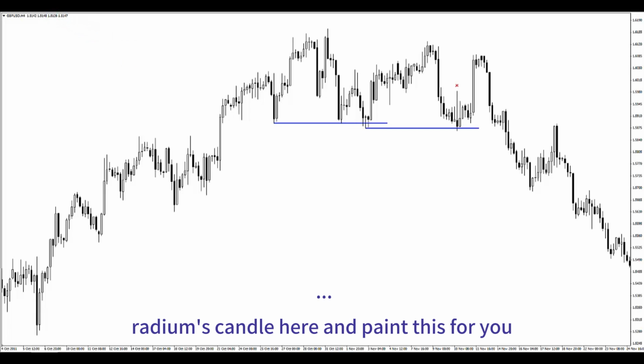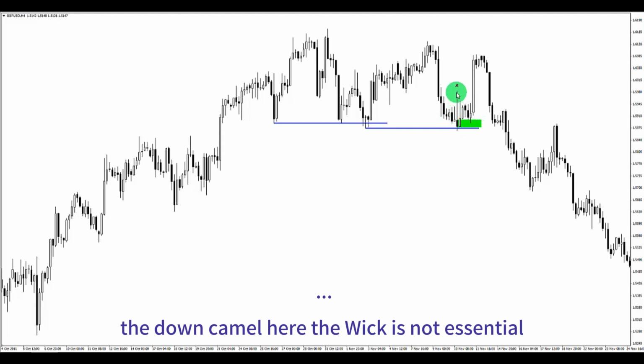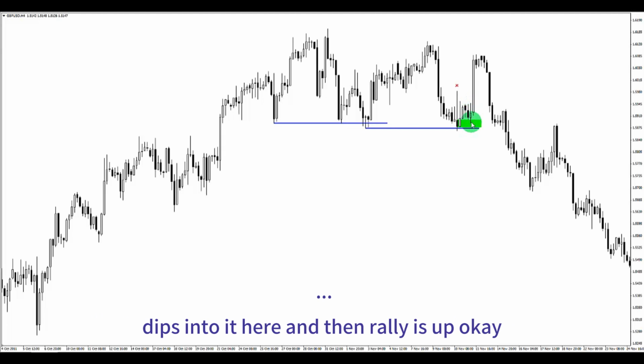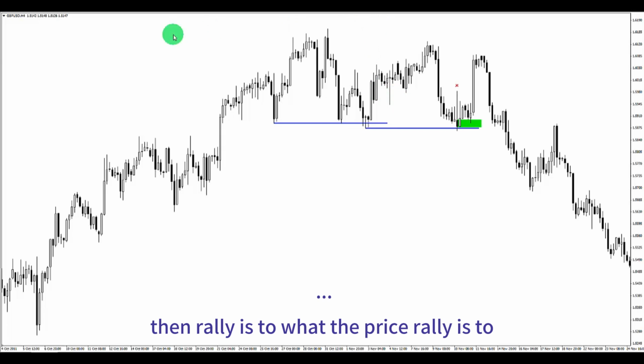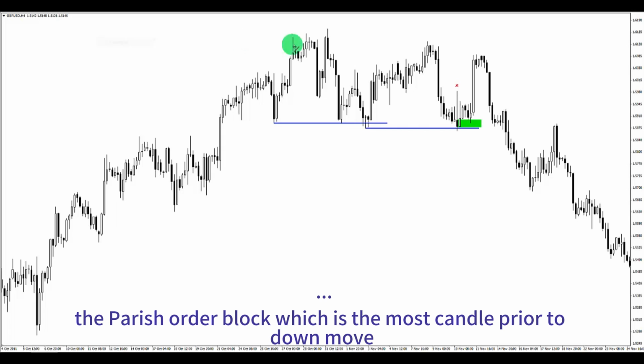Let me paint this for you. Follow along. You have the body of the candle on the down candle here. The wick is not essential. The body of the candle is what's essential. And price comes down, dips into it here, and then rallies up. Then it rallies to what price? It rallies to the bearish order block, which is the bullish candle prior to the down move.